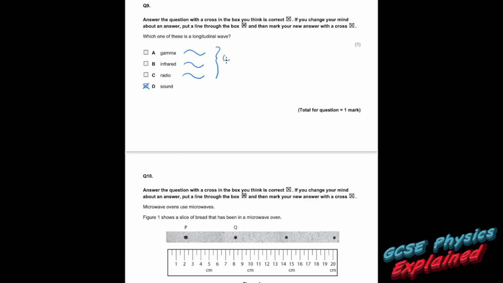All electromagnetic waves are transverse. In fact, there's very few waves that are longitudinal. Sound is one of them, and if you're doing triple science, there's an earthquake wave called a P wave, which is also longitudinal. So pretty much all the other waves are transverse.